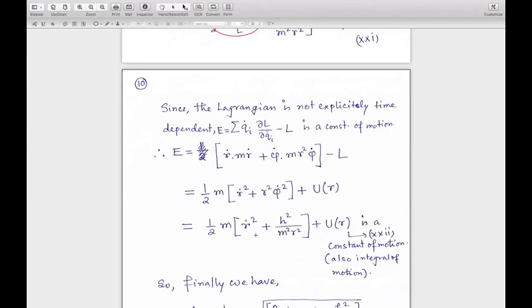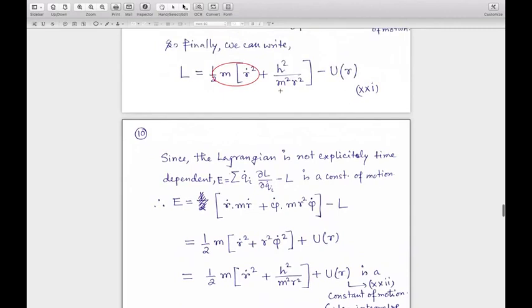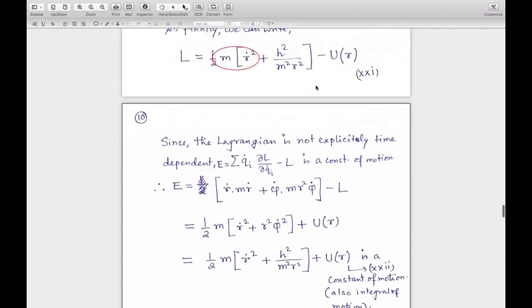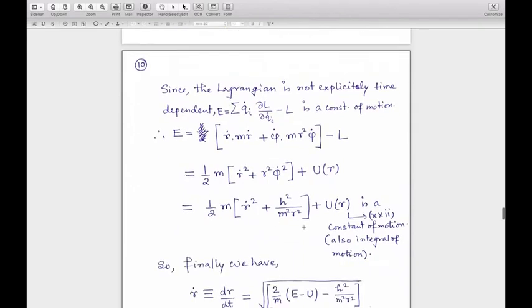Now remember, this is always your kinetic energy, and what is your potential energy? Potential energy is h square by 2m r square plus U of r. Here your potential energy was U minus h square by 2m r square. Here you have U plus h square by 2m r square. So they are not mutually consistent. That is only because this is not a true one-dimensional problem.